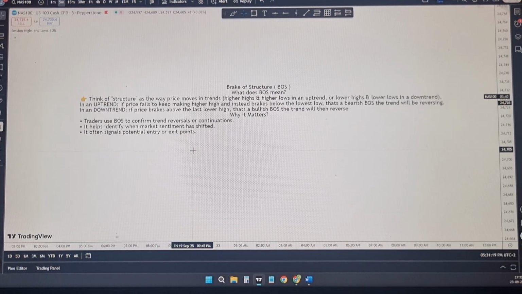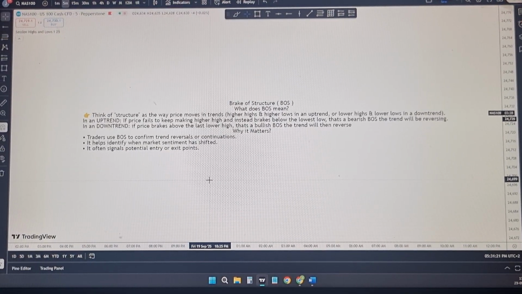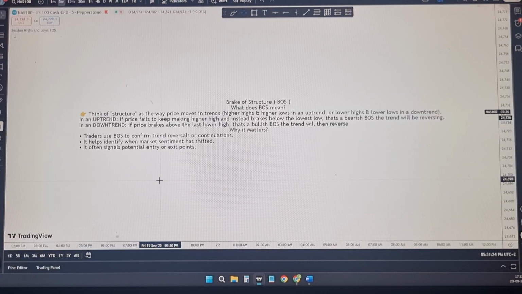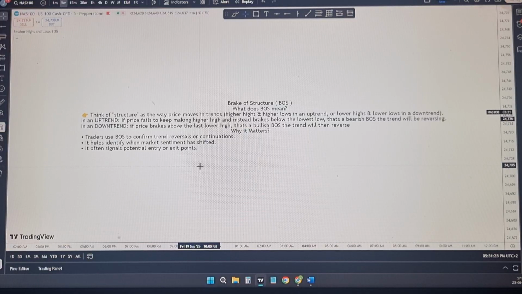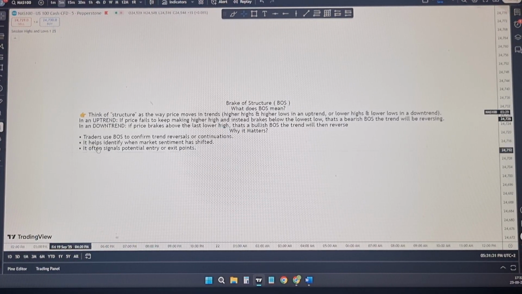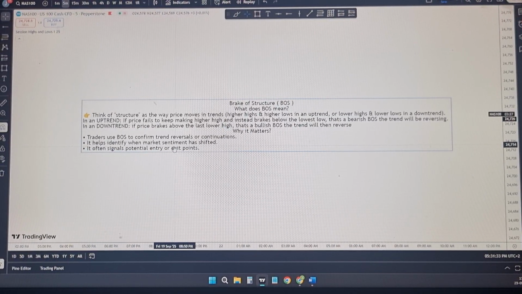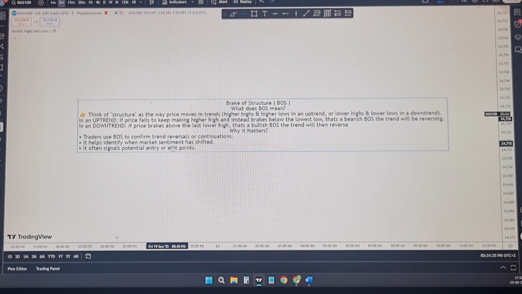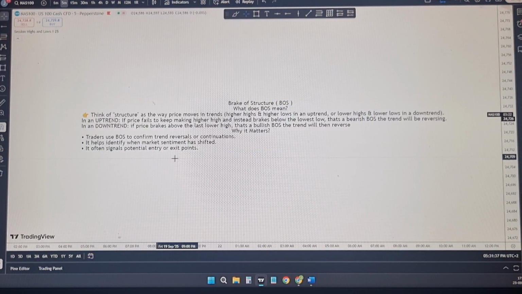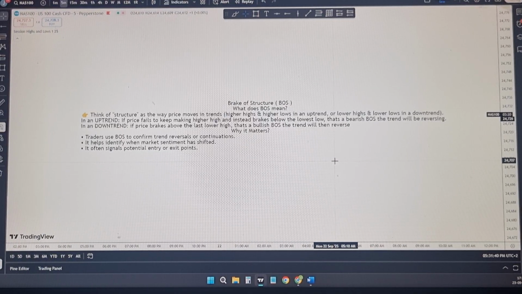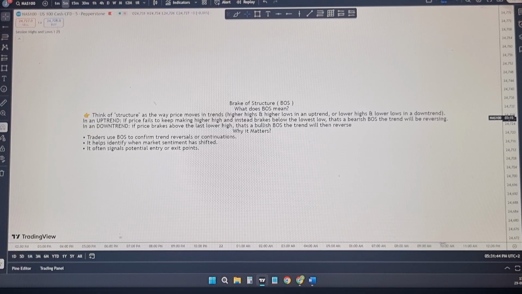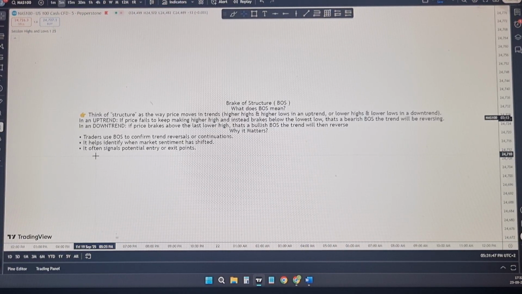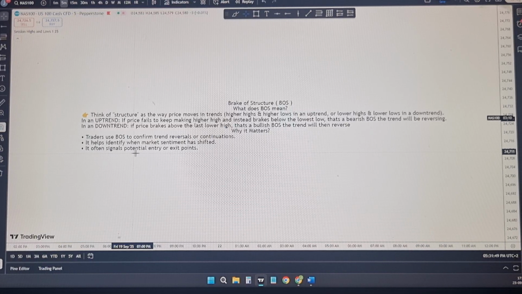Okay, so there you go. Why it matters: traders use break of structure to confirm trend reversal or continuation. It helps identify when the market sentiment has shifted, meaning when it has been in an uptrend and breaks structure to the downside to continue going lower. It often signals potential entries or exit points.